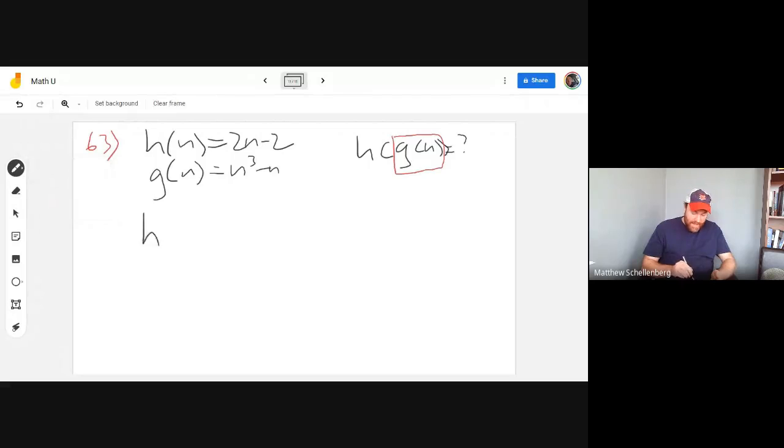So this is going to give me h of g of n, which is, I'll make it blue, this stuff right here, n cubed minus n. So that's step 1.